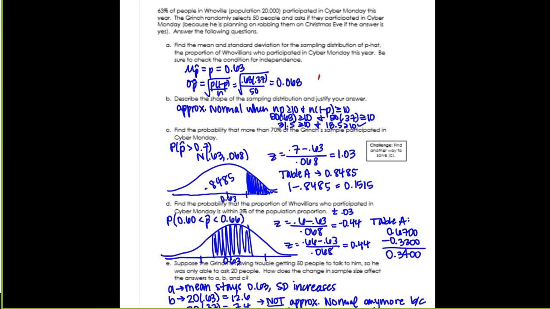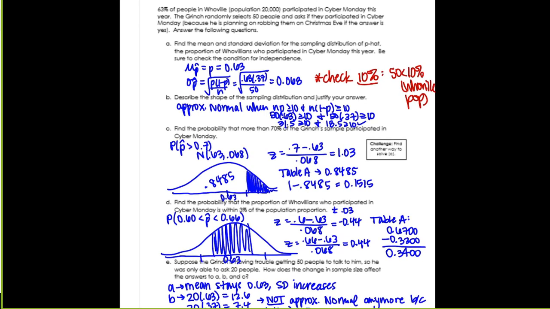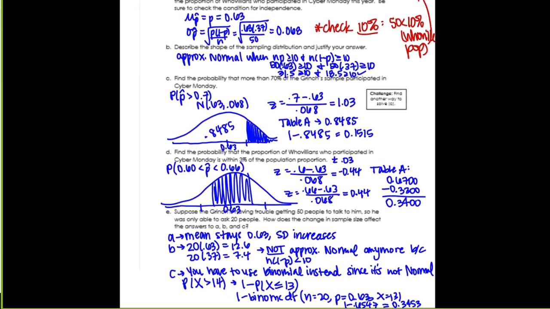One thing I didn't do is we need to check 10% to use the standard deviation formula. And so we need to say 50 is less than 10% of all Whovillians. And so that is true because 10% of 20,000 is 2,000, and 50 is in fact less than 2,000. So we forgot to check that before. And now you can see the rest of these answers.